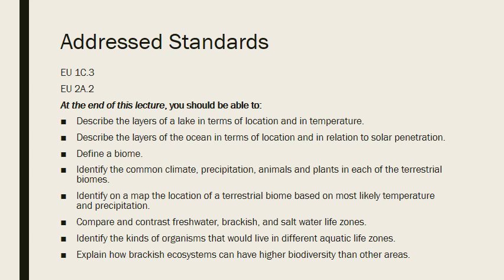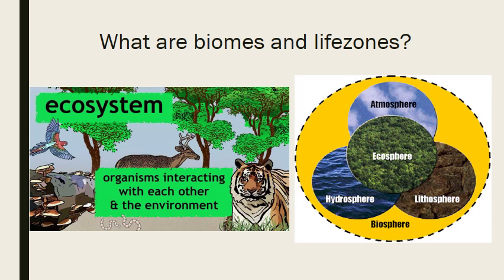At the end of this lecture, you should be able to do the following things. So you're describing the layers of a lake in terms of location and temperature, describing the layers of the ocean in terms of location and relation to solar penetration, defining biomes, identifying common climate, precipitation, animals, and plants in terrestrial biomes, being able to identify biomes on a map based on most likely temperature and precipitation, compare and contrast freshwater, brackish, and saltwater life zones, identify the kind of organisms that would live in aquatic life zones, and explain how brackish ecosystems have higher biodiversity than other areas.